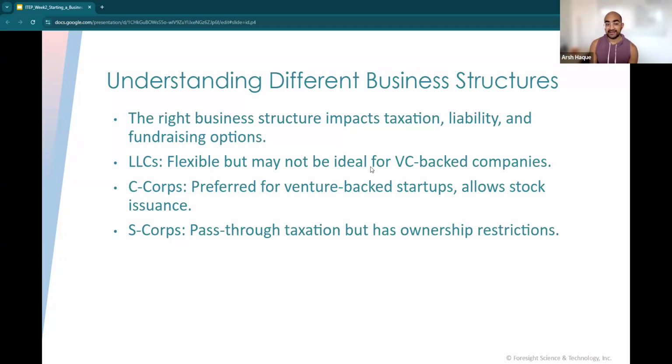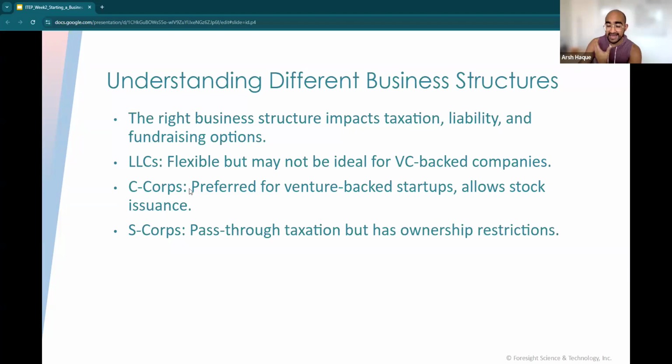But if you're pursuing something like venture capital, often it's not preferred. There are some particular reasons why, but one of the biggest ones is that there are a lot of administrative steps and consequences for selling part of the company. So LLCs are flexible, but maybe not the easiest to sell shares to other people to back the business.